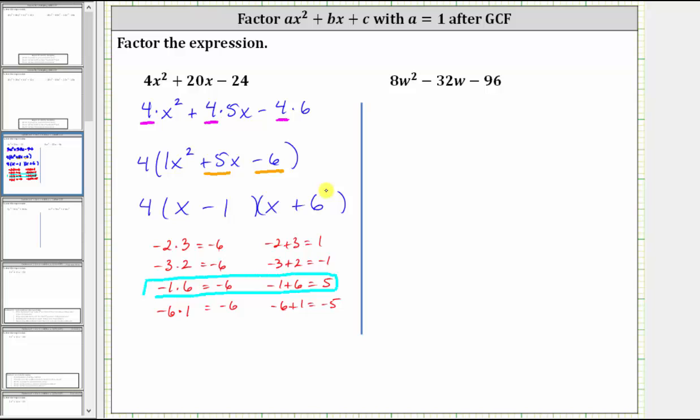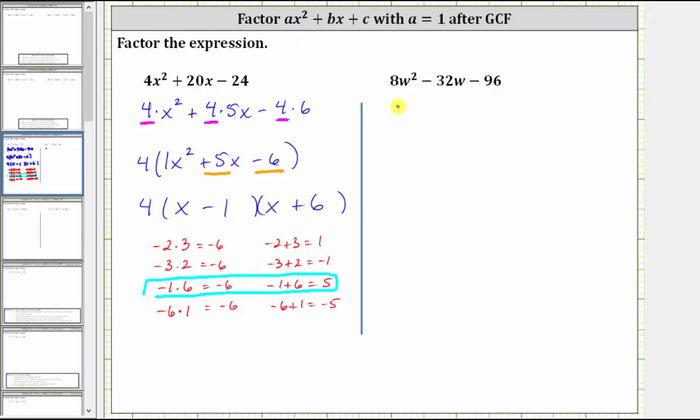Let's look at our second example. We have 8w squared minus 32w minus 96. Again, the first step is to factor out the greatest common factor. Looking at all three terms, the greatest common factor is 8. Again, to show this, we can write each term as a product with a factor of 8.